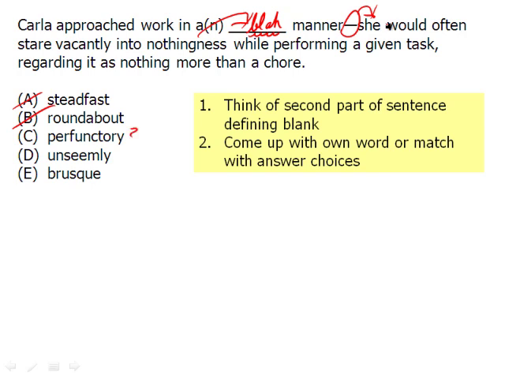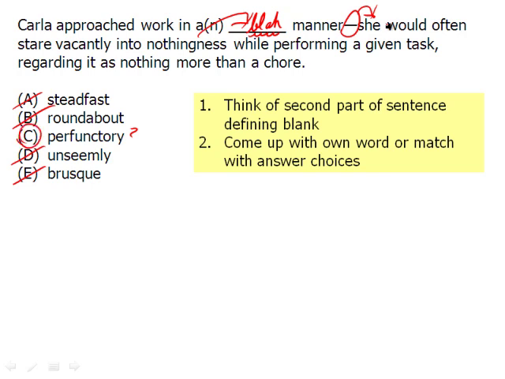Perfunctory, a word you probably don't know. Unseemly, this is a popular GRE word. It means something that is not appropriate. So it has a very negative connotation as well. So it's almost immoral, it's unseemly, it's improper, but she's simply really out to lunch when it comes to work. Without literally being out to lunch, she's simply treating work in a very blah manner. Then there's brusque. Brusque means rude. So that doesn't work.